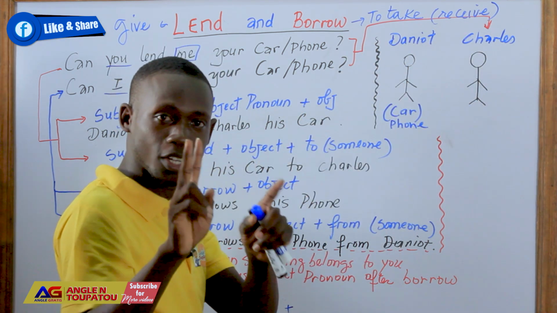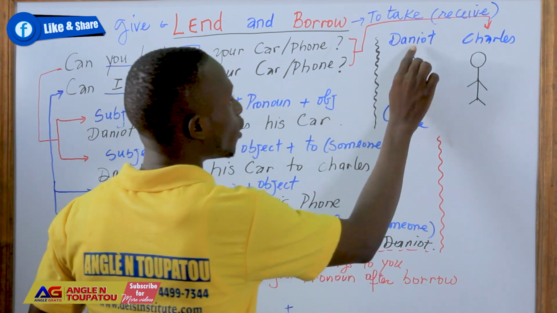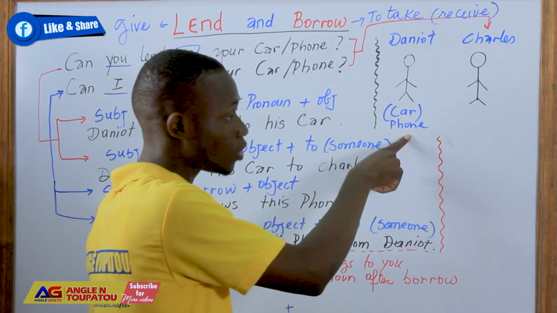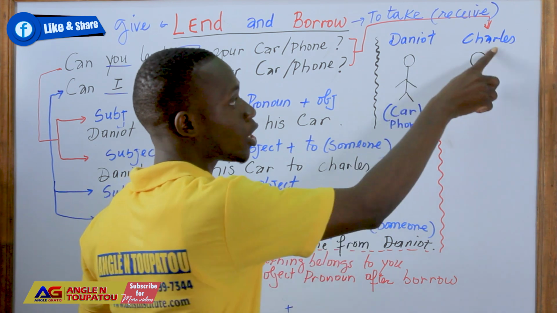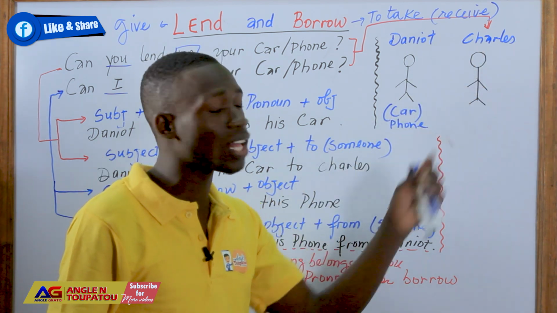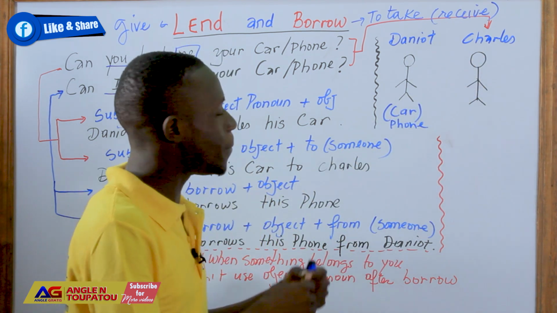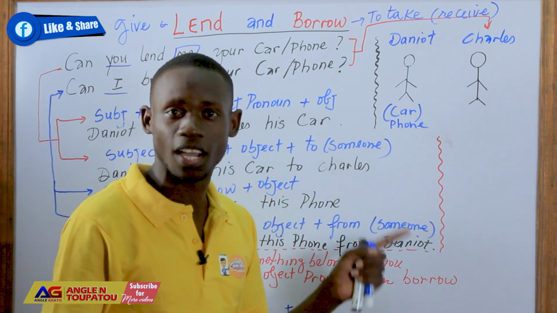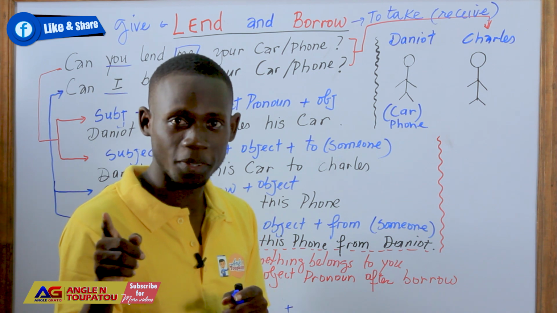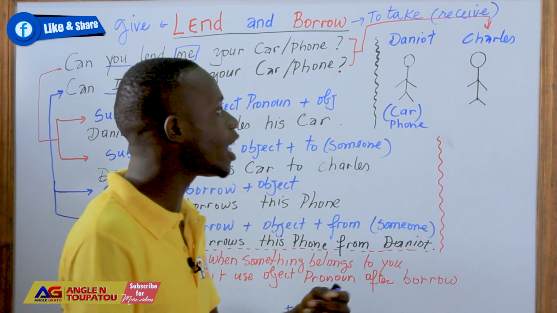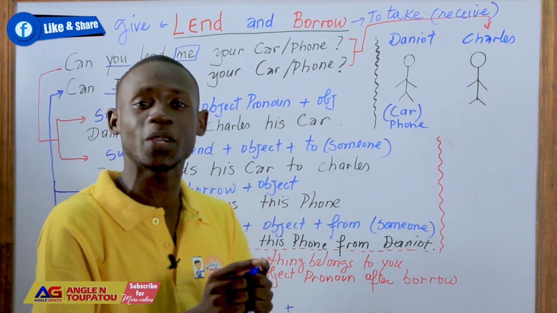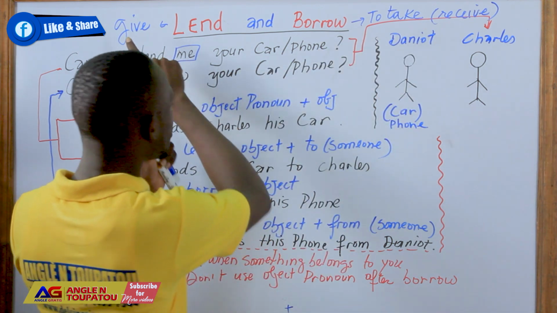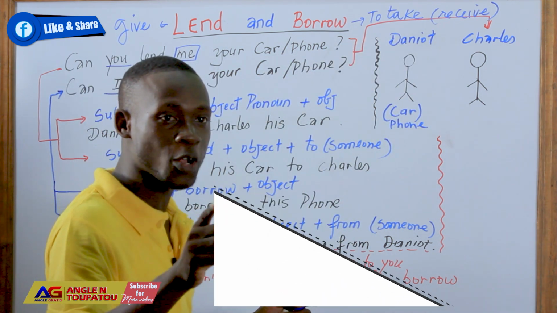We are going to use two verbs. Listen, Daniel has the phone, has the car, but Charles doesn't. Charles has an apartment, but he doesn't have a car. He wants to get Daniel's car to go out. If he doesn't have the car, he is going to Daniel so that Daniel can give the car to him. So what verb can he use?